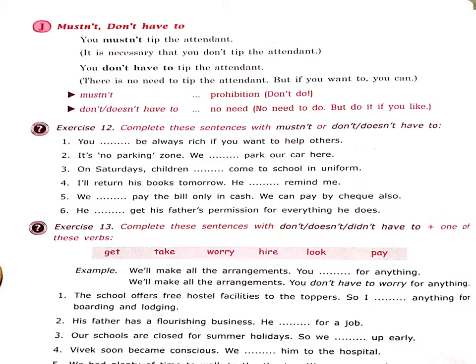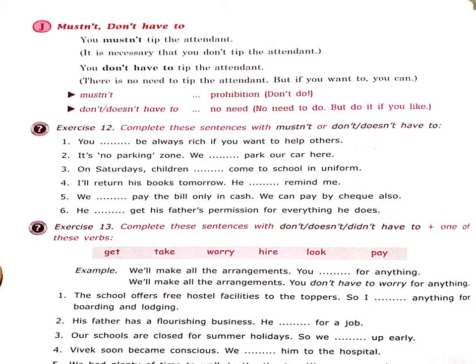So see children, mustn't means prohibition. Don't do. It is completely prohibited. Don't have to, or doesn't have to, means no need. No need to do, but do it if you like. Right, everyone? Complete these sentences with mustn't or don't, doesn't have to.